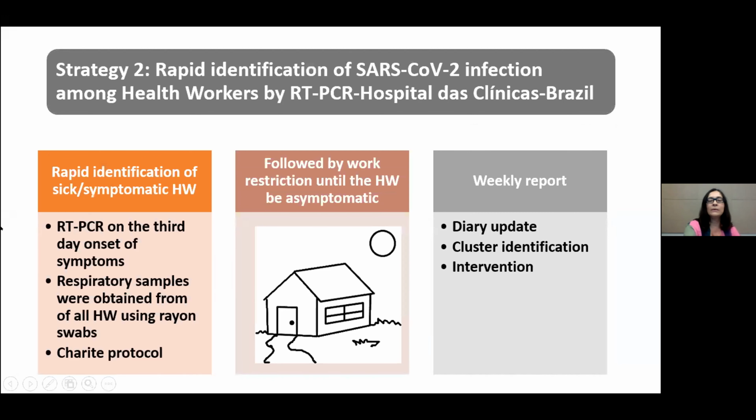Continuing, we perform the real-time PCR on the third day of onset of symptoms to improve the sensitivity of the test. We collect the respiratory samples using this special swab, and we perform the Charité protocol following the recommendation of WHO. Then the health workers are followed by work restriction, and they should stay at home until they are asymptomatic. We have a weekly report, a daily update, and also cluster identification and intervention based on our numbers.